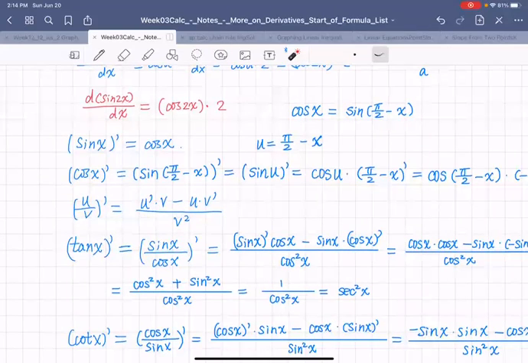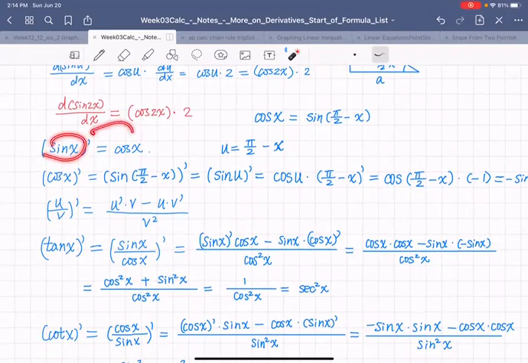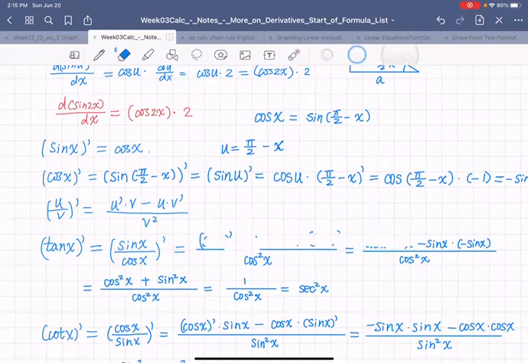Look at here. I put the quotient rule over here. U over V derivative equals U prime times V minus U times V prime over V squared. Now we already know the sine x derivative is cosine x. Cosine x derivative is negative sine x. Now we want to do tangent x. Tangent x equals sine x over cosine x. Look at here. This is your U. This is your V. We are going to do the quotient rule, okay?